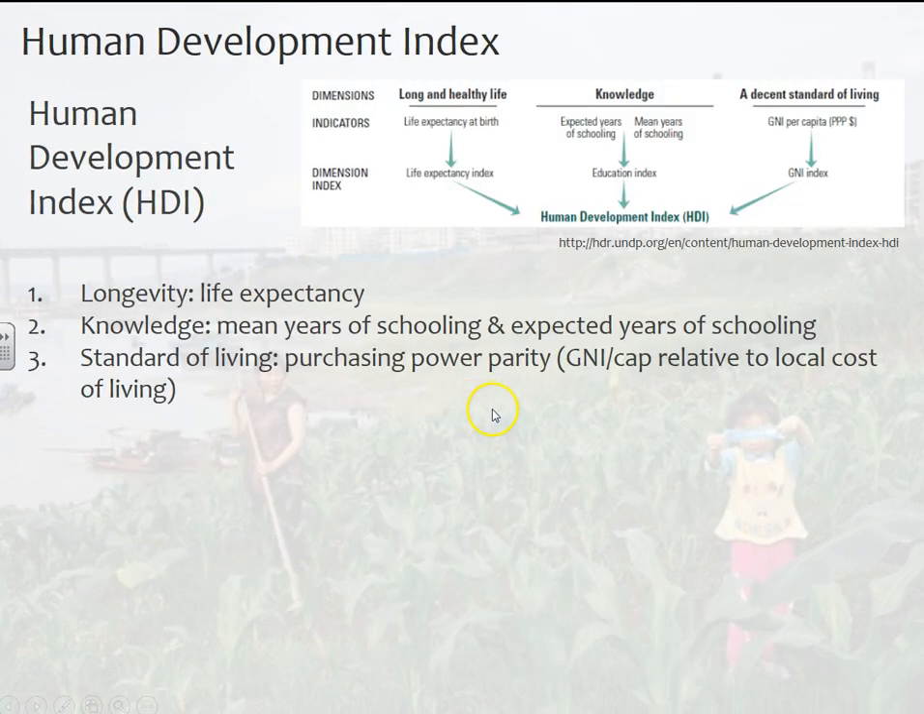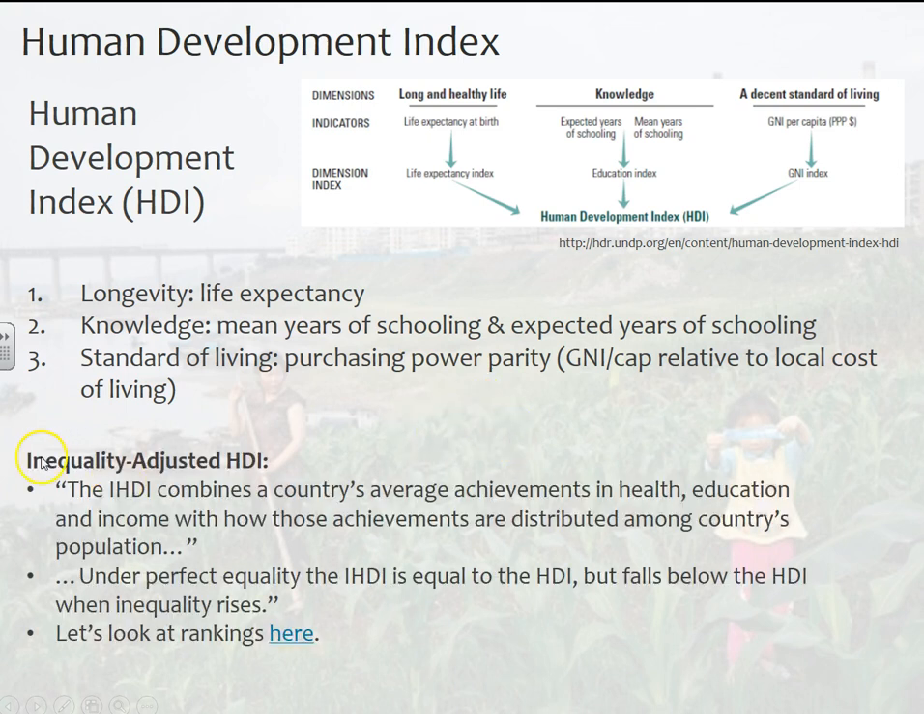So another one, so this is Human Development Index. There's a slight adjustment to this, something called the Inequality Adjusted Human Development Index, or Inequality Adjusted HDI. What this does is it takes your HDI score and adjusts that score based on the equality of outcomes in that country.